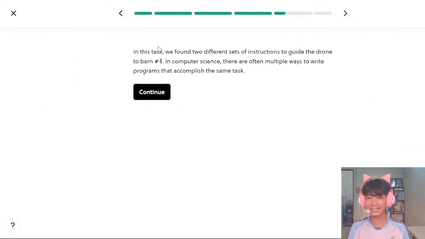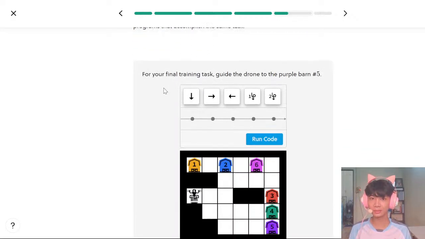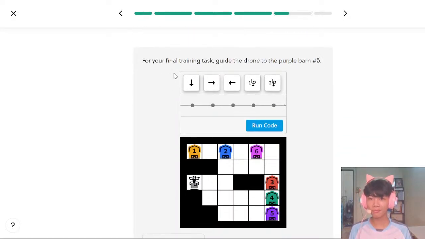In this task, we found 2 different sets of instructions to guide the drone to band 4. In computer science, there are often multiple ways to write programs that accomplish the same task. For your final training task, guide the drone to purple pen 5.